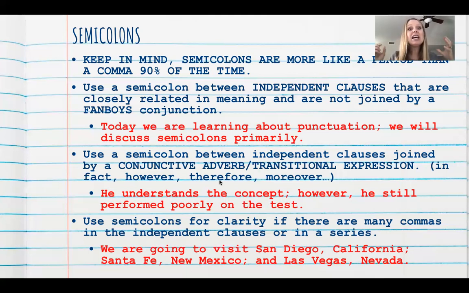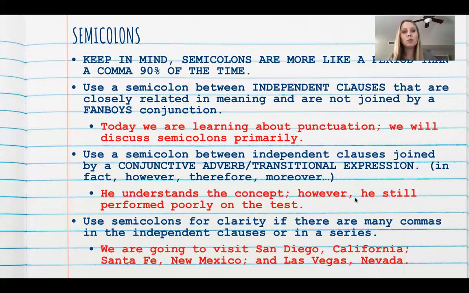This is probably the number one offense with semicolons, when kids get it wrong or when writers leave it out of their writing erroneously. So let's look at the example to see exactly where the semicolon goes and where the comma goes. He understands the concept; however, he still performed poorly on the test. So notice how there's a semicolon, however, comma, and then a whole other separate independent clause.